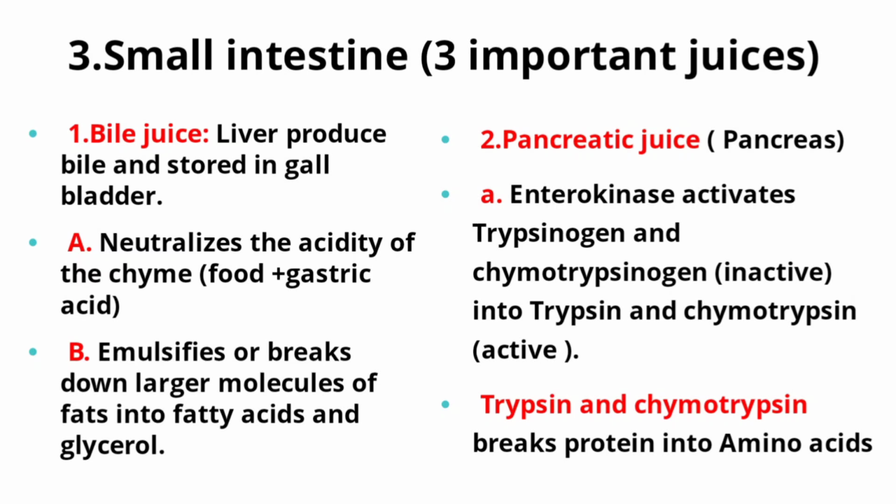The pancreatic juice contains the following enzymes. One is enterokinase. Enterokinase activates trypsinogen and chymotrypsinogen, which are in inactive form, into trypsin and chymotrypsin, which are active. Trypsin and chymotrypsin break down protein into amino acids.